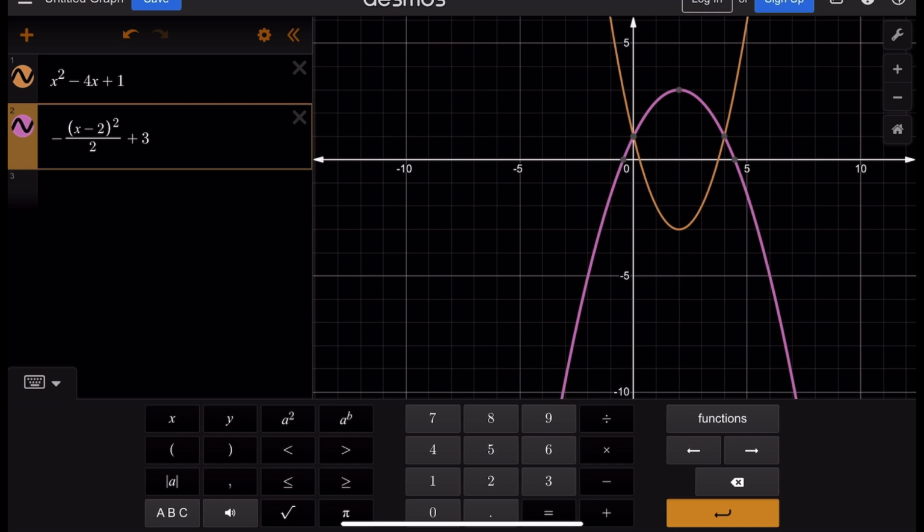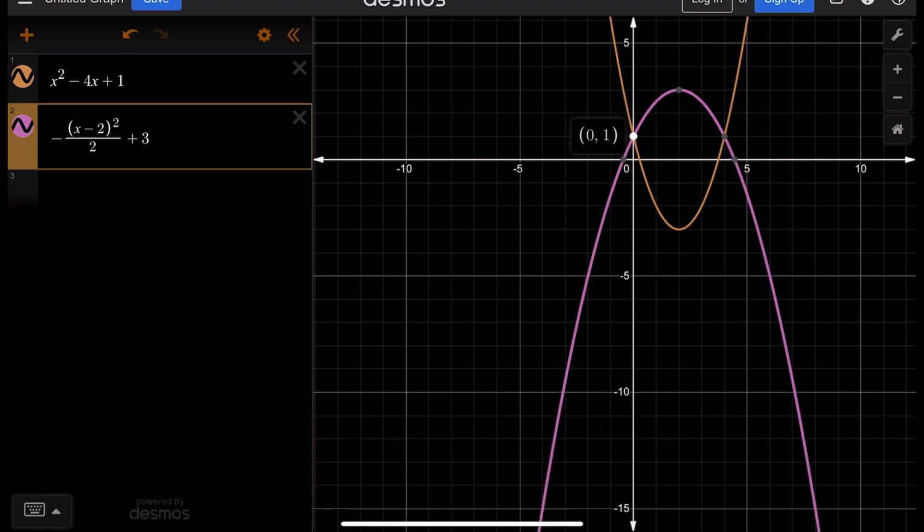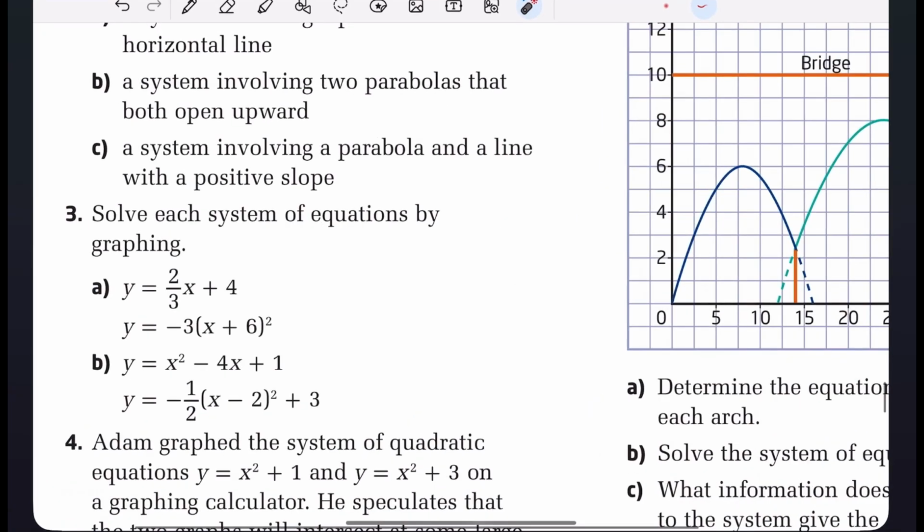Good. So this is my second equation, number B. If I touch this one and I touch this one, we can see the answers are 0, 1 and 4, 1. So these are your two answers. So let's see number 4. We will go to question number 4.